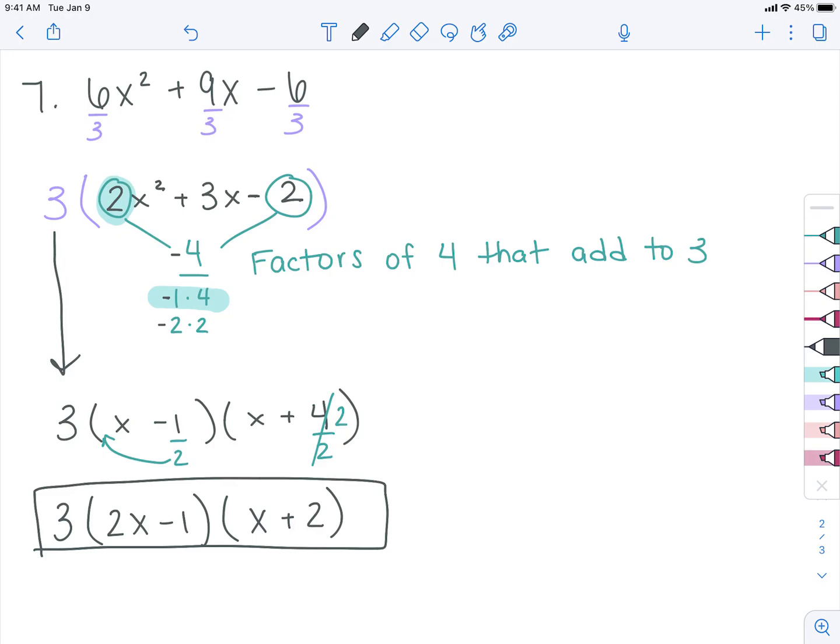So then you would go back up to the grid that has all the answers in it and find 3 times 2x minus 1 and x plus 2.